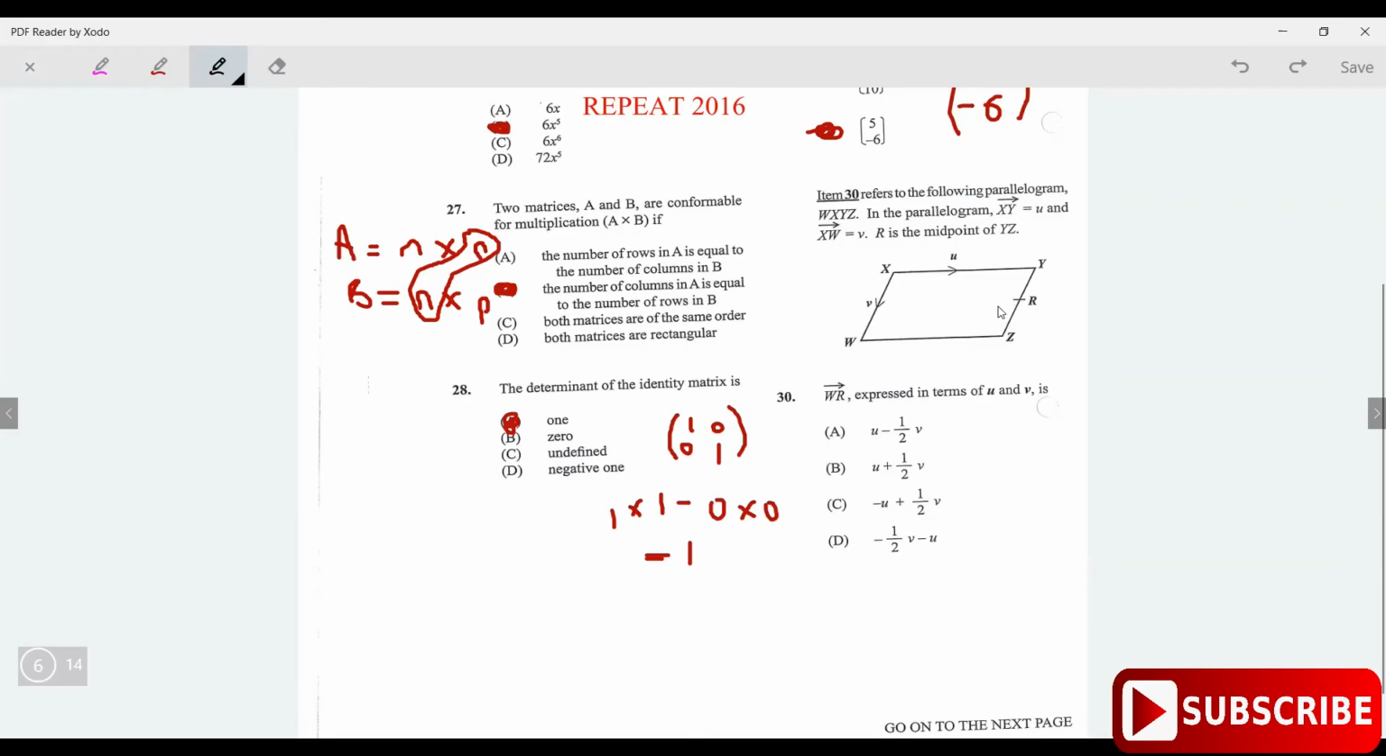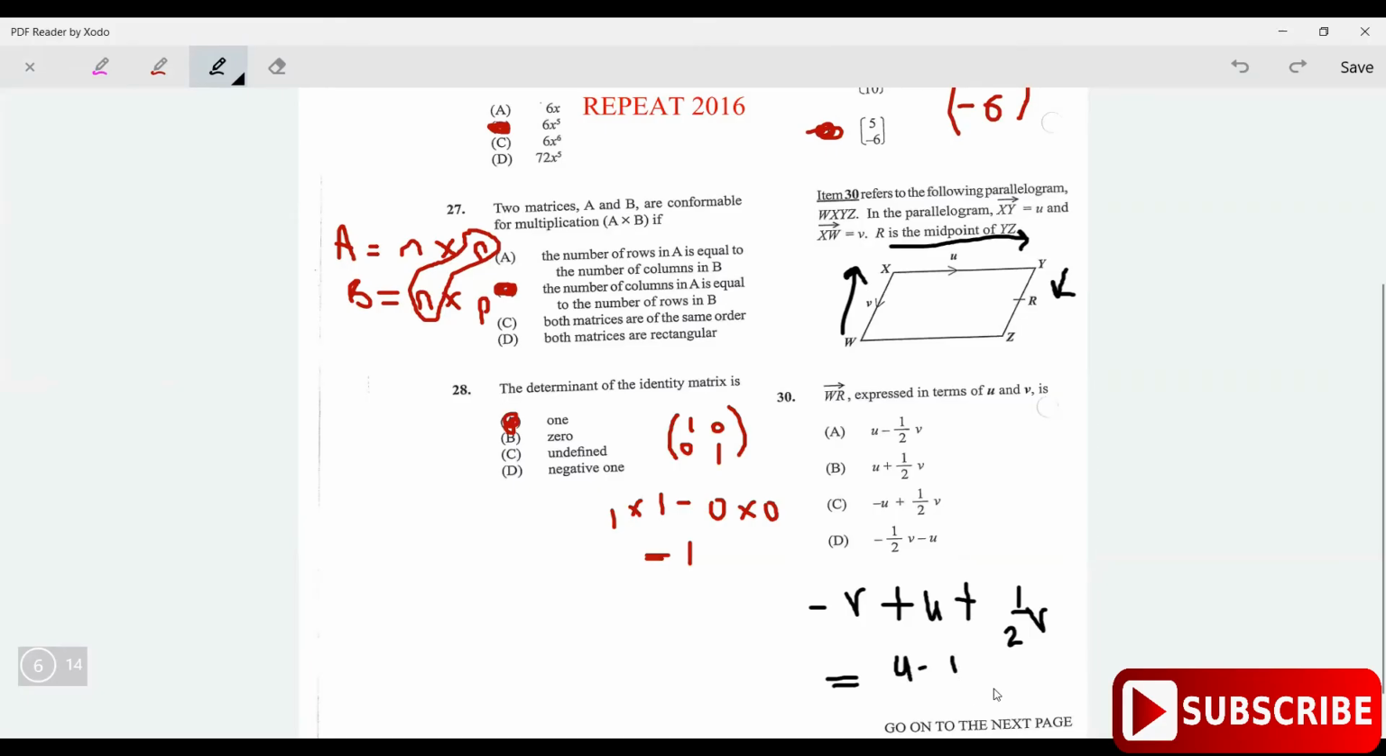So to go from W to R, let's take the conventional route. You can go this way, and then this way, and then this way. If you take all of this long route, what you have is minus V, because V is this way. So it's equal to minus V plus U, and then plus a half V, plus a half V. So minus V plus a half V is minus a half V. So you get U minus a half V.